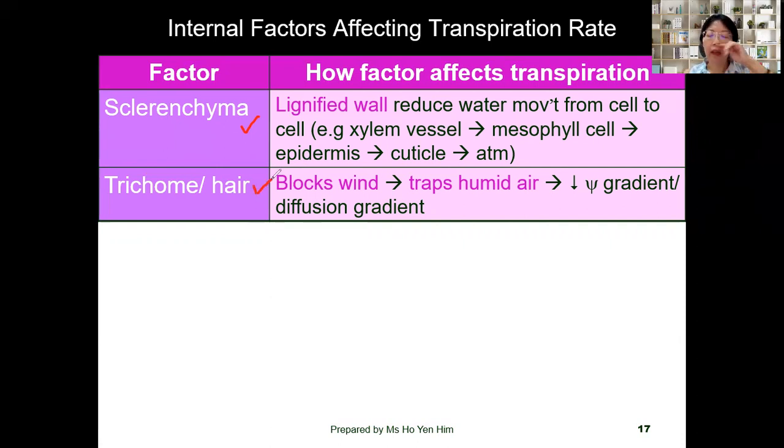Trichome or hair. A trichome or hair is a hair-like structure that's found in the epidermis. Okay, so let's say, for example, you've got the guard cells here, and then you've got another guard cell here, and then this is the epidermis. Okay, this is the epidermis.